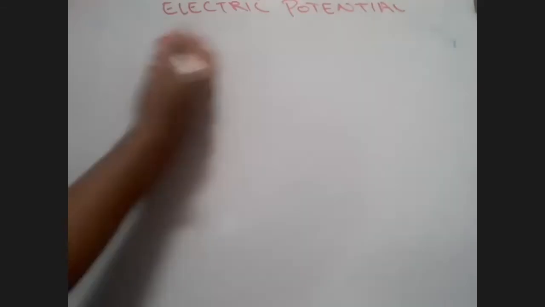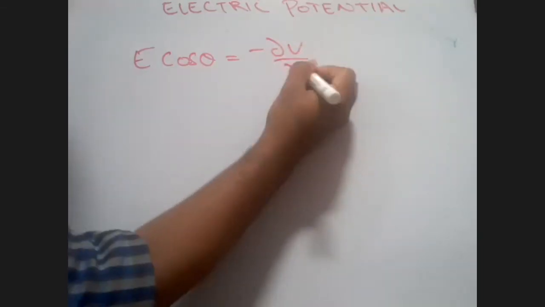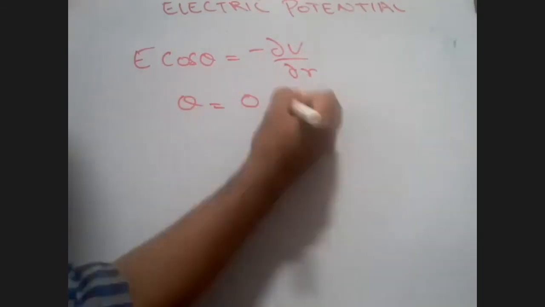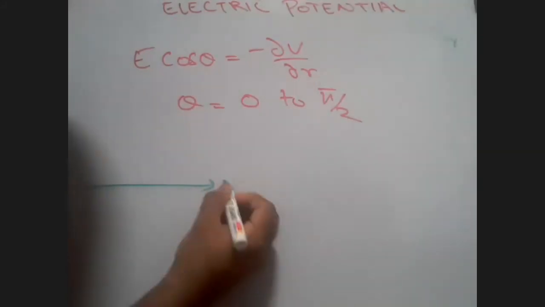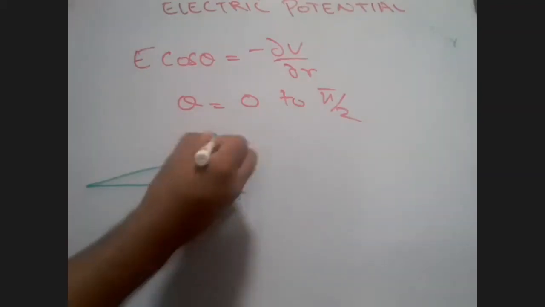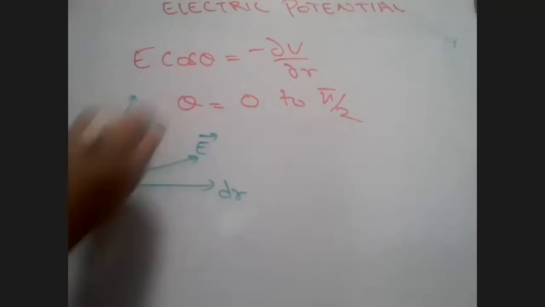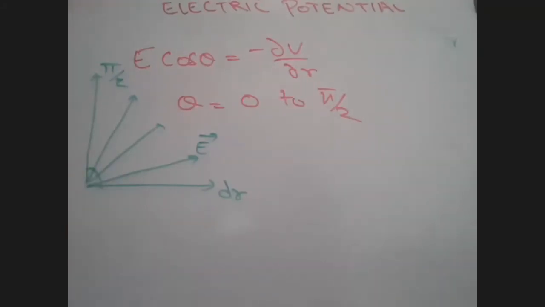Yes, sir. Now, second case. These are small cases; you all are intelligent students, so I know you will understand. Let's consider E cos theta again. E cos theta is equal to minus dV by dr, and I tell you that theta is between 0 and pi by 2. That means dr is here, and the electric field is like this, or maybe somewhere like this, up to theta equal to pi by 2.